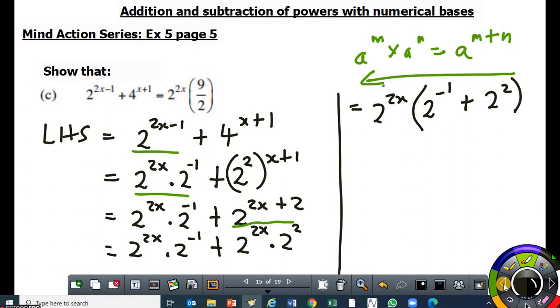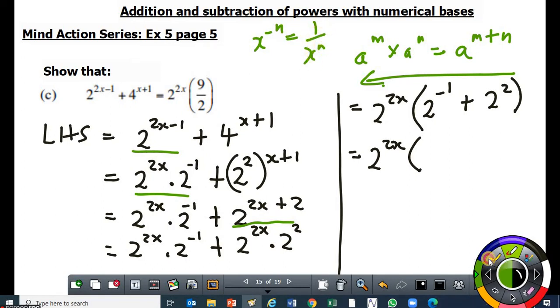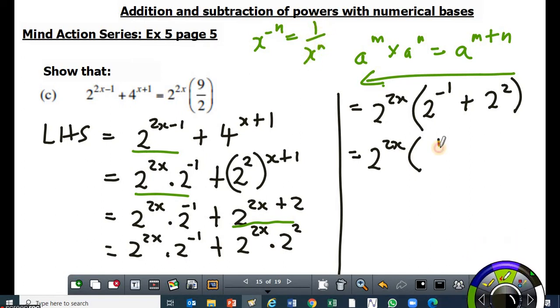Okay, and maybe someone is wondering, how is he going to get the 9 over 2? I'm almost there. Then move on to the 2 to the power of 2x, open bracket, 2 to the power of minus 1. If we use definition number 3, that is x to the power of minus n equals 1 over x to the n. Okay? This will give you a half plus that 2 squared is equal to 4.